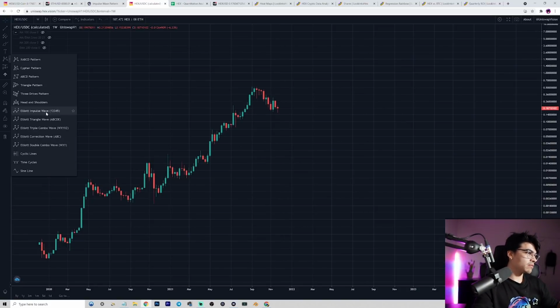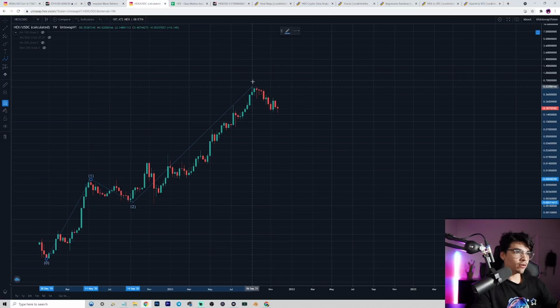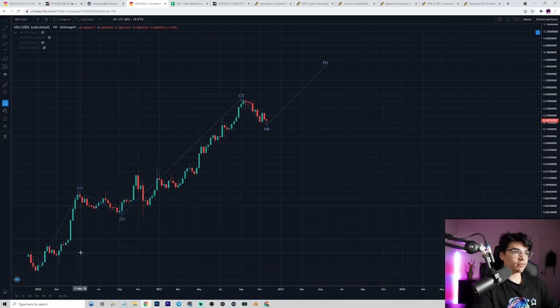If we do something similar and grab our Elliott impulse wave, you probably already see it if you're keen, if you're observant. We could be looking at something very similar. Look, this is a classic macro potentially impulse move because HEX is a new coin. So this honestly looks right to me.